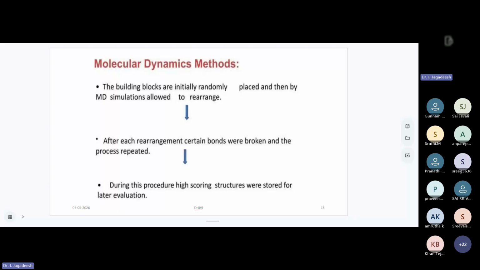After each rearrangement, certain bonds are broken and the process is repeated so that we get a perfect fit. During this procedure, each time we generate scores. A score is generated for each structure, for each modification in the fragment rotations, and it is stored for evaluation. And the structure with the best score, following the Pareto principle, we pick up and go further.